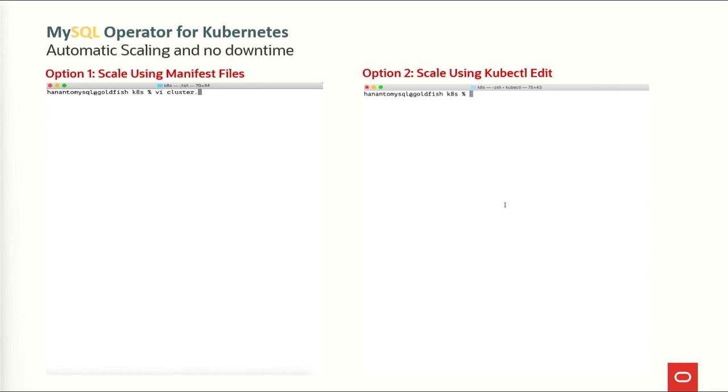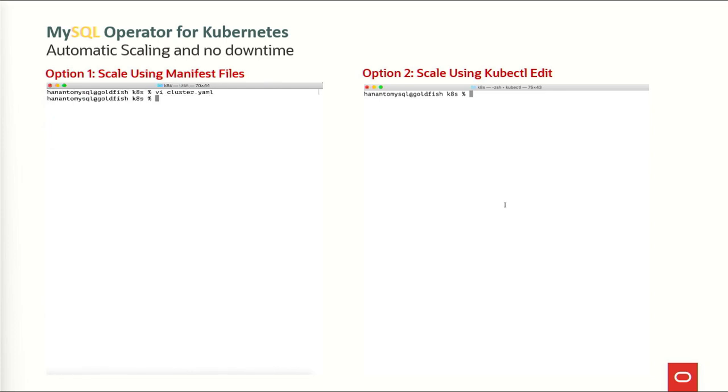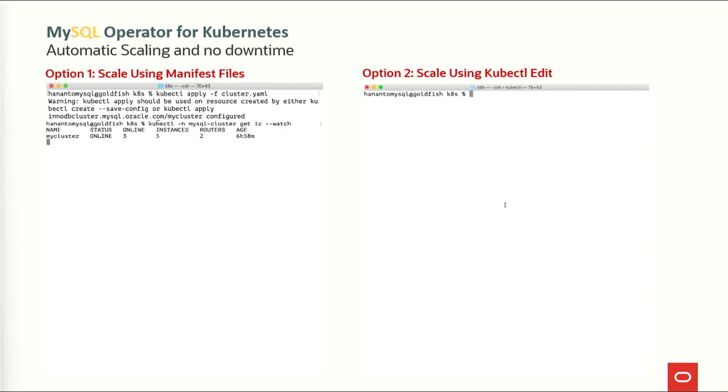We have a 3 node InnoDB cluster and 1 router. If we want to scale up, we don't need to do much extra work. What we need is basically just to change the number of instances in the YAML file from 3 to 5, and then apply. That's it. Then the MySQL operator will work to scale up the InnoDB cluster from 3 nodes to 5 nodes.